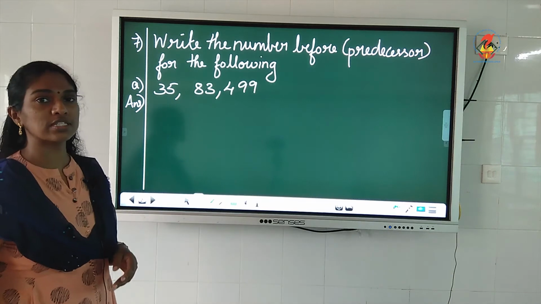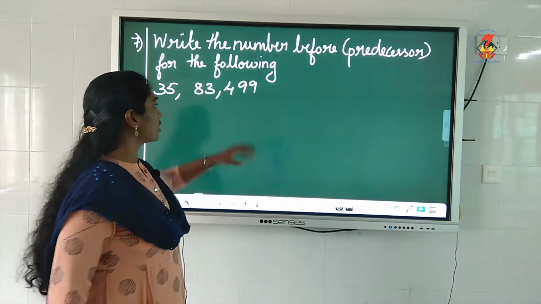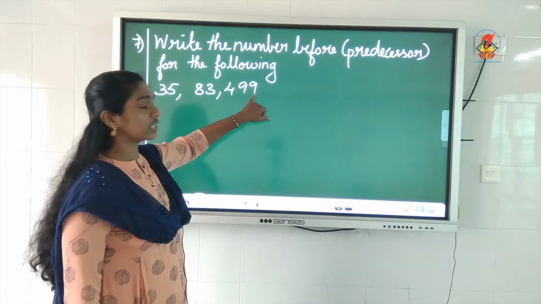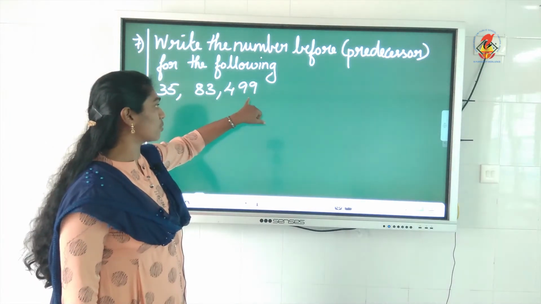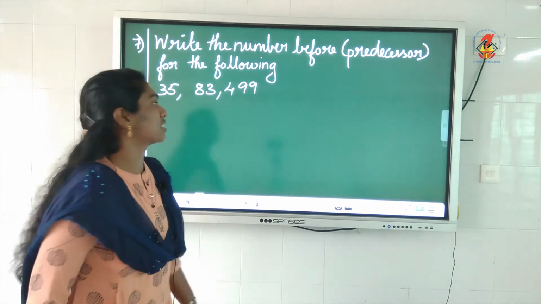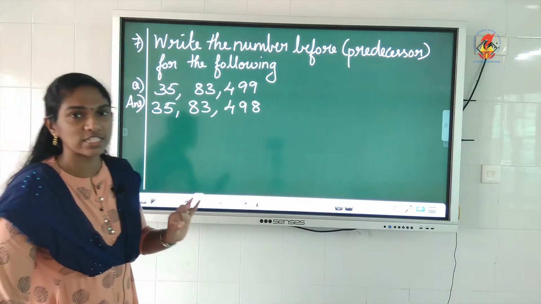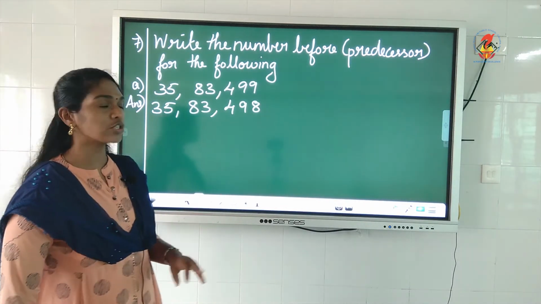What should you do to find the predecessor? You have to minus 1. To find the number before, we have to minus 1. So, where will we minus 1? In the digit in the ones place. Here you have 9. When you minus 1, what do you get, children? You get 8. So, the answer is 35 lakh 83,498. That is the number just before 35 lakh 83,499. We change the last digit. The digit in the ones place has to be changed. Understood, children?